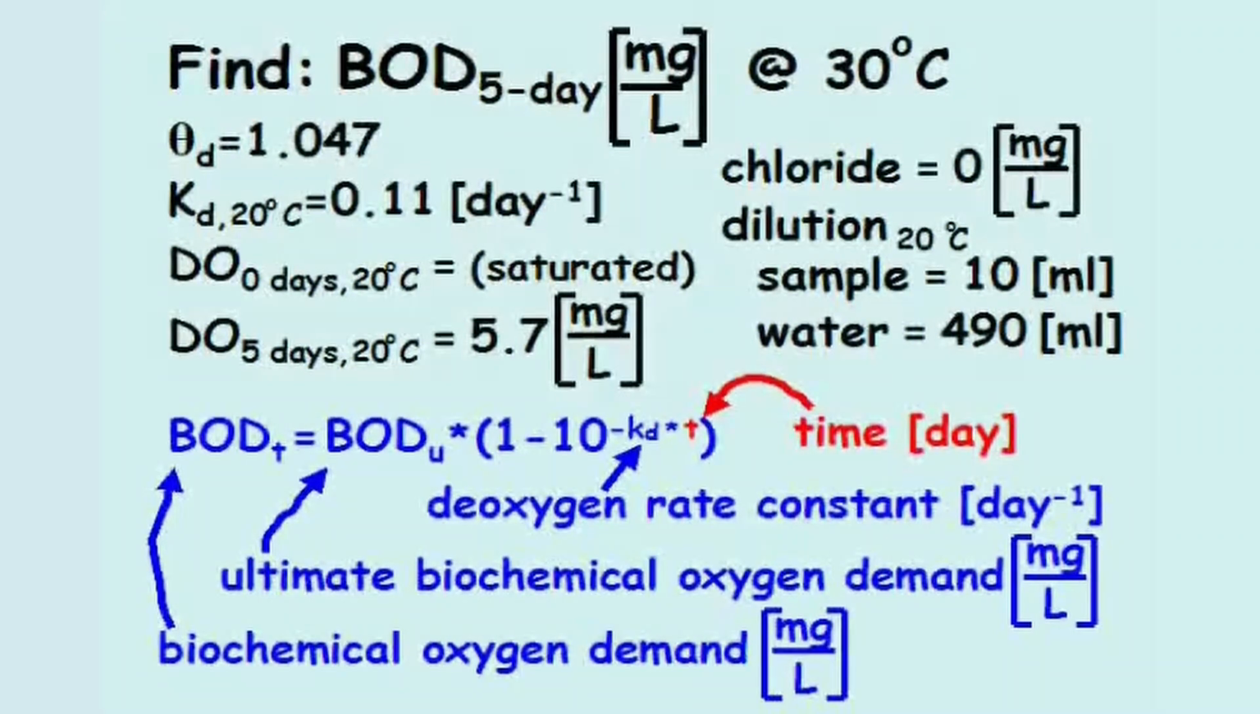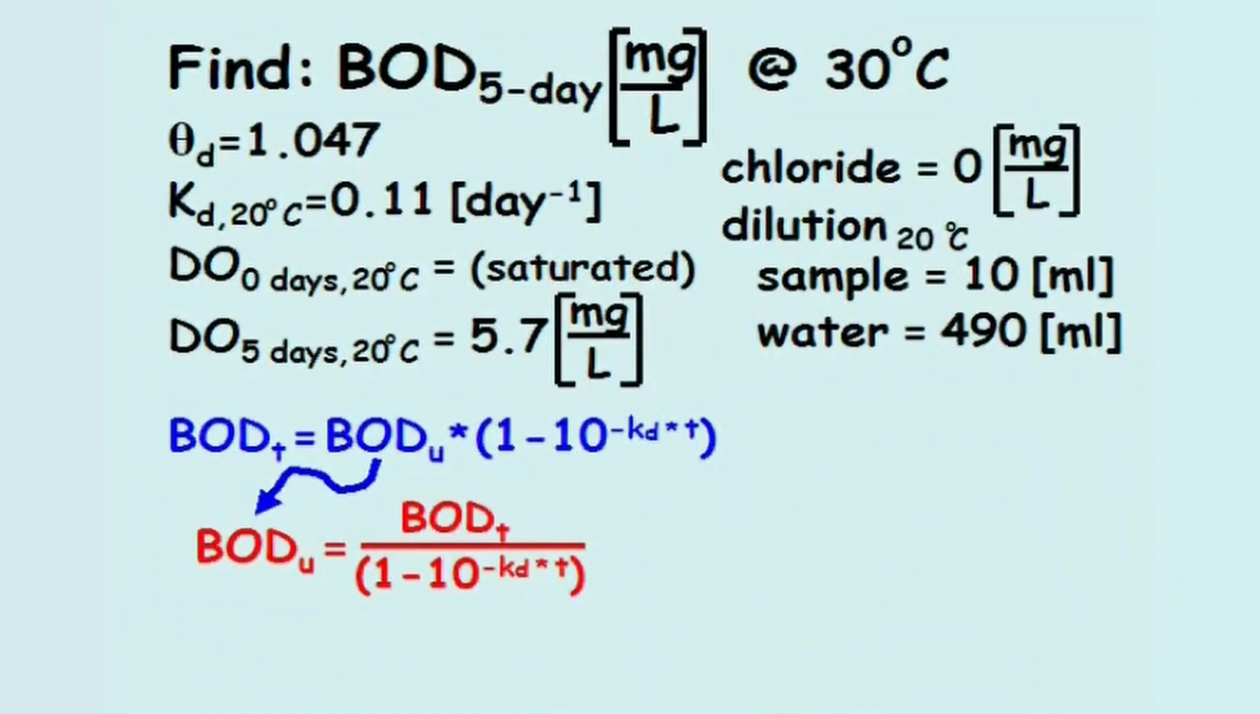From the problem statement, we know to use a time of 5 days, but we don't yet know the ultimate BOD or the deoxygenation rate constant for 30 degrees Celsius. We'll begin by solving for the ultimate BOD. The ultimate BOD equals the BOD at a given time period divided by the percent change between initial and ultimate BOD up to that time as a decimal.